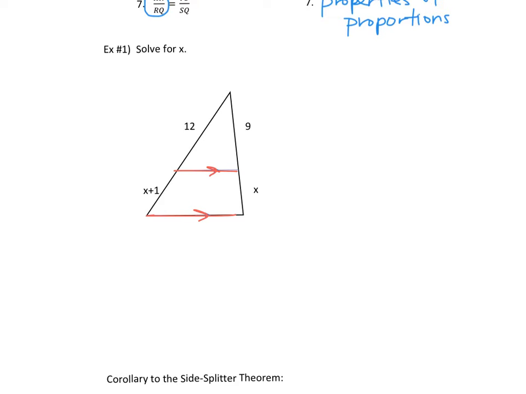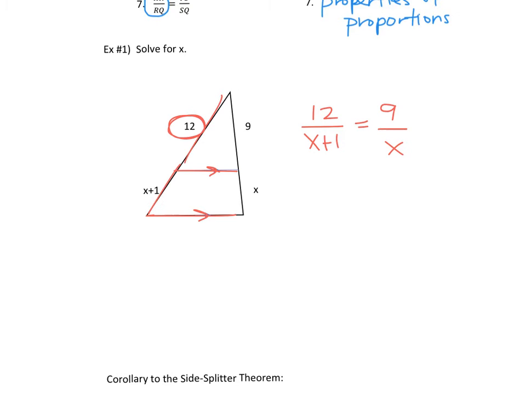Now here's the beauty of proportions. If you were to do 12 over 9 equals x plus 1 over x, you'll still get the right answer. It's not technically the right setup, but properties of proportions lets you switch means, which makes that correct too. So you have a lot of ways to do this right, even if you're not doing it right. But what you should be doing is 12 over x plus 1 equal to 9 over x.